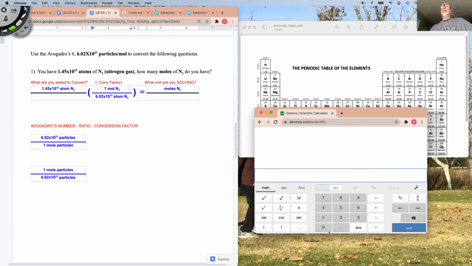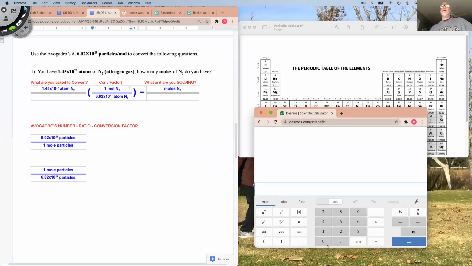So, Mr. P, show us how to use this calculator. Will do, kids. So what we want to do is take the number 1.45 times 10 to the 23rd. My suggestion is always put parentheses down. So you're going to go 1.45, okay? And then you're going to have to push times. There's a little dot there. That's how they do times nowadays. 10.